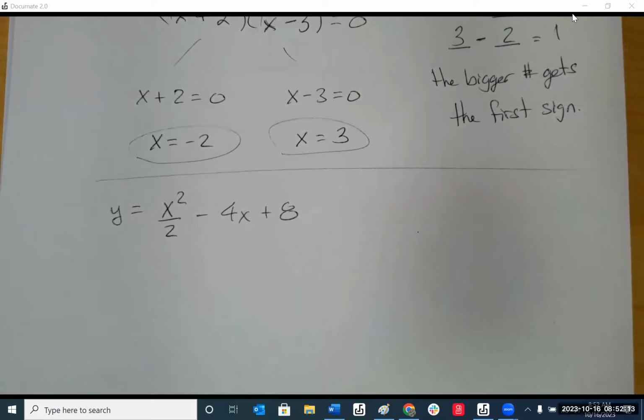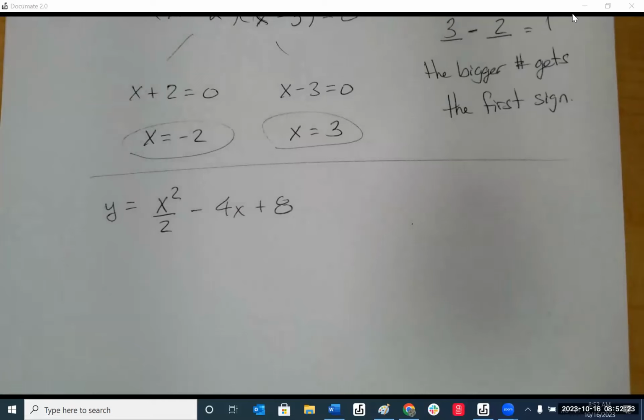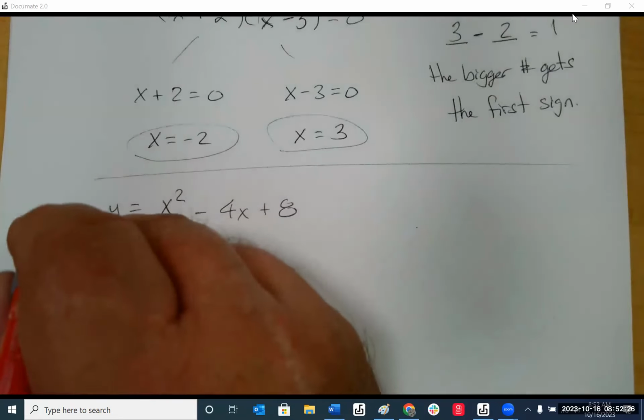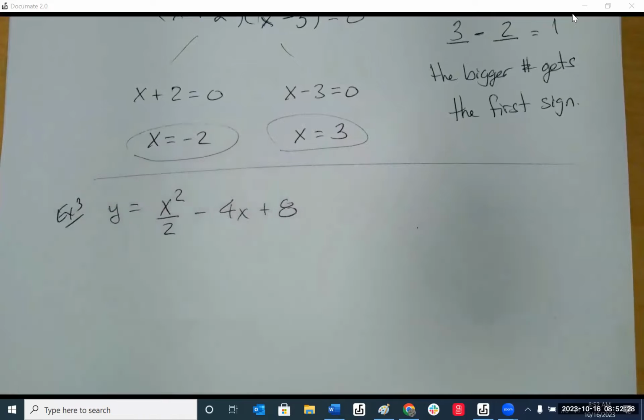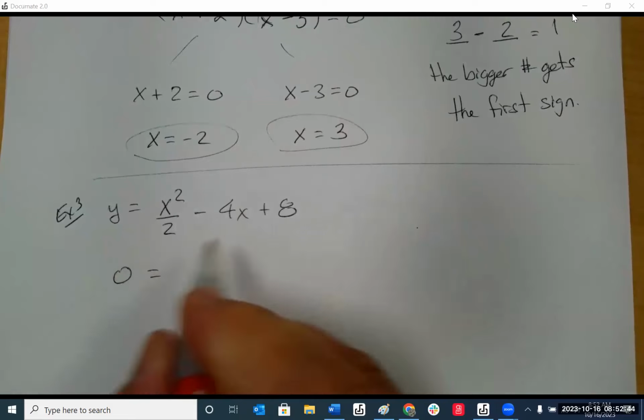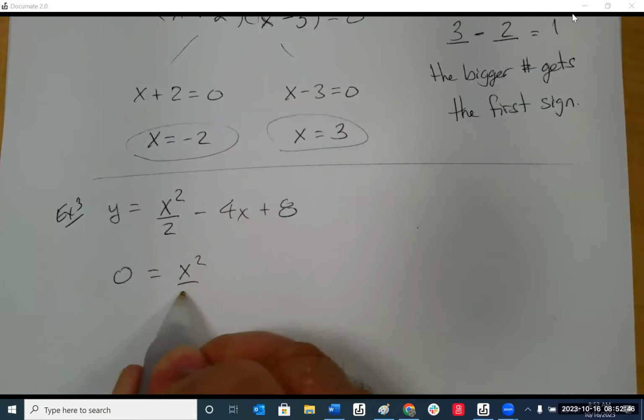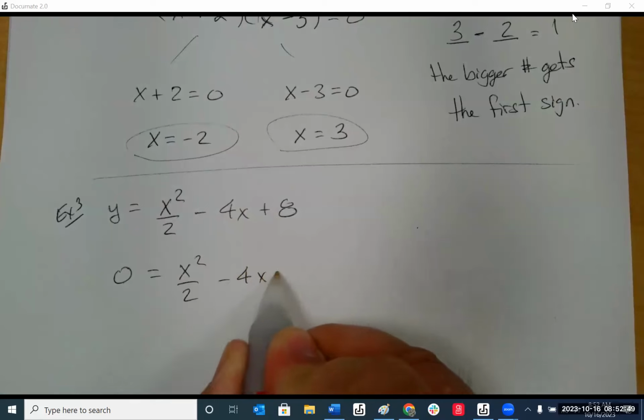Remember, all the rules we talk about since the beginning of the semester always apply. So what would be the first thing you do in this example? Yeah, so we set it equal to 0 since it's a quadratic equation, and then we get rid of the fraction.